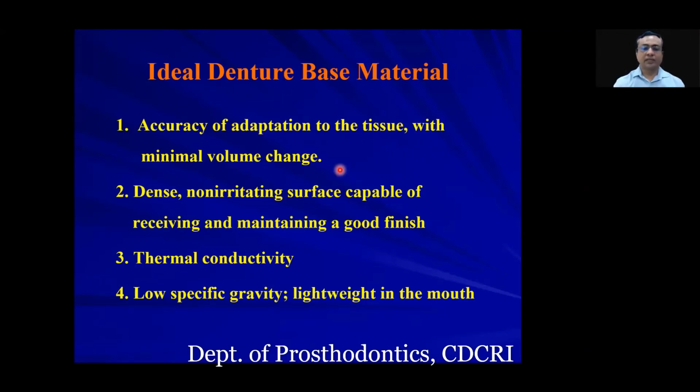Ideally, the denture base material should be a good thermal conductor. Thermal conductor means it should be easily able to pass the heat to the underlying tissues. In this way, it will stimulate the underlying tissues, as well as have better acceptance by the patient. Next, the denture base material should be light in weight. So it should have a low specific gravity, that is, weight per unit volume should be less.